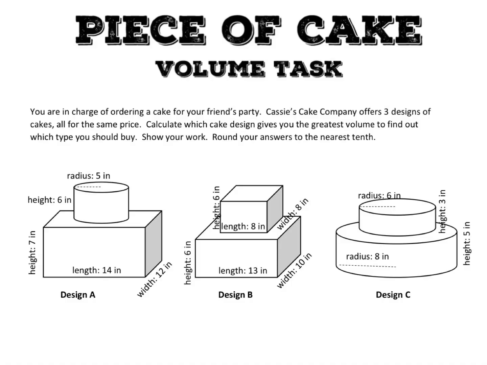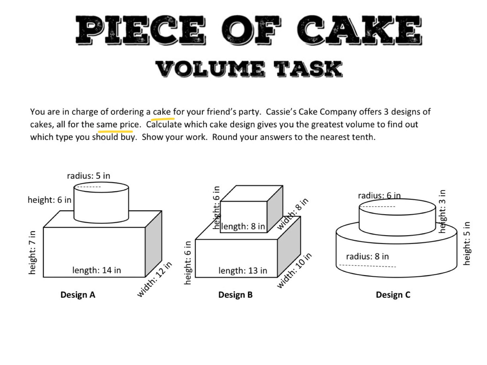Okay, and for the last part, you're going to think of cake design, and you are in charge of ordering a cake for your friend's party. Yum. And Cassie's Cake Company offers 3 designs. So look at the different designs, and they're all for the same price. So we want to get the most cake for our money, I would think. We want to find the greatest volume to see what cake we should buy.